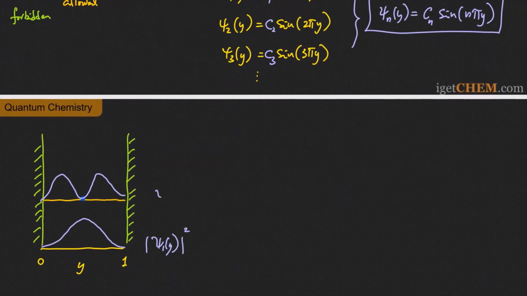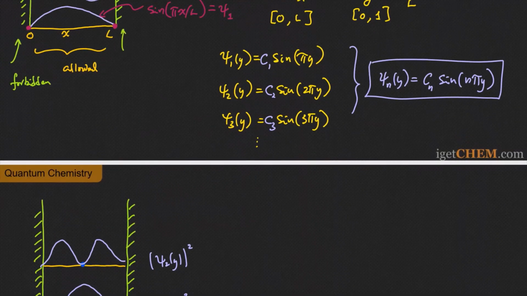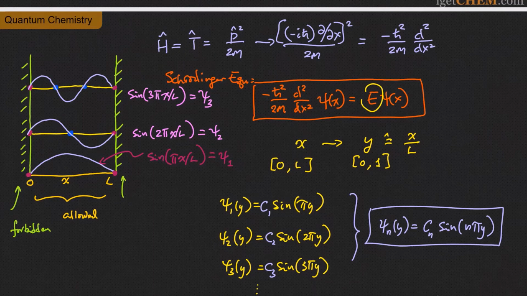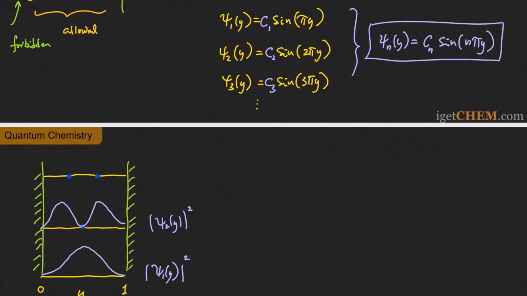And so this is psi 2 of y squared. And let me just do one more. So this one is psi 3. In this case, it has two nodes, 1/3 of the way for the first one and 2/3 of the way for the second one. And now you see this, once you square it, you will get something like this. So there are basically 3 humps here, and they are evenly distributed. So this is psi 3 of y squared.